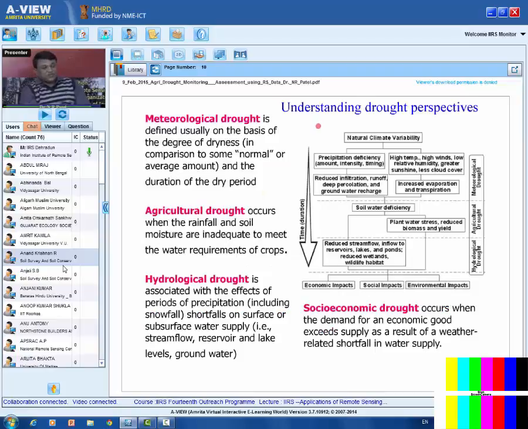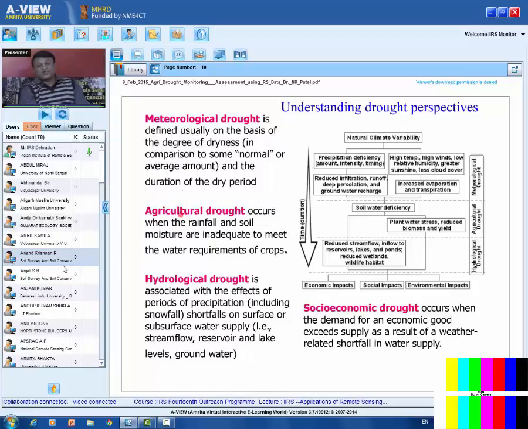Now we will see here different kinds of drought: meteorological, agricultural, hydrological, and socio-economic drought. Meteorological drought means degree of dryness. It represents the degree of dryness. Whenever the rainfall received for a particular region in a particular year is less than the climatologically expected rainfall, then you can say it is a meteorological drought.